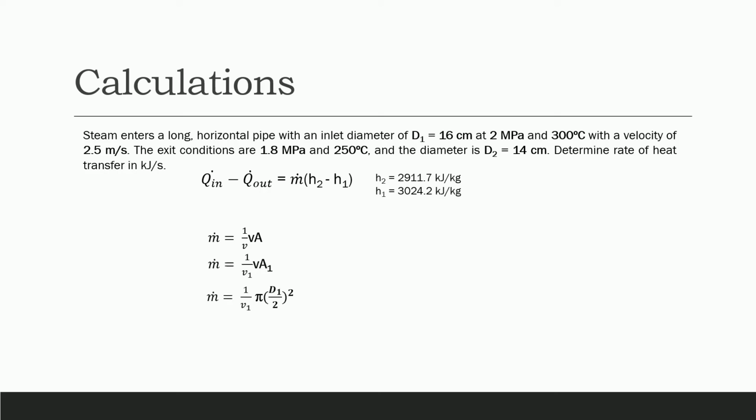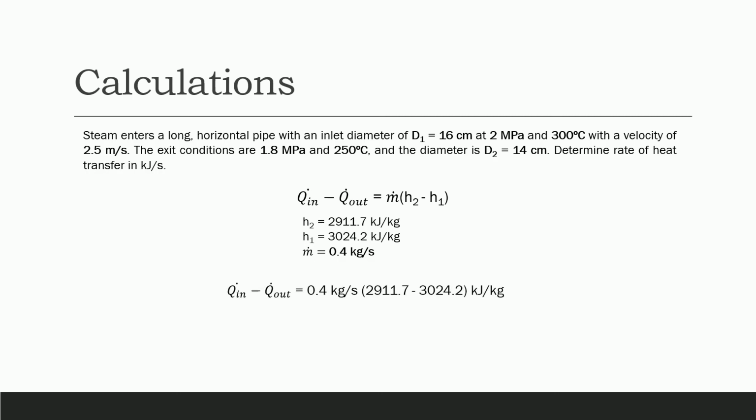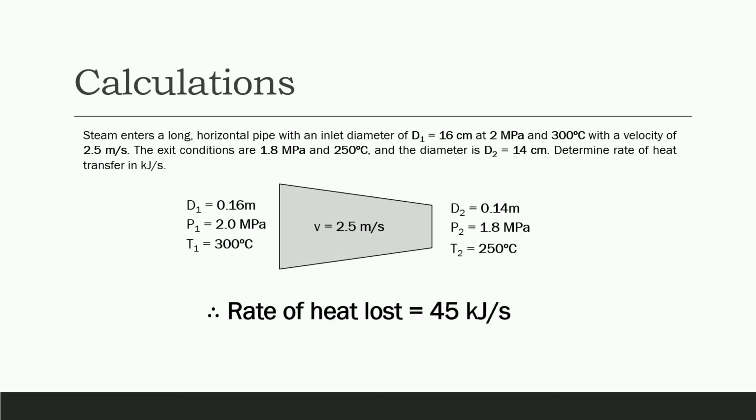Knowing that the cross-sectional area is pi r squared, we can substitute all the values and obtain a mass flow rate of 0.4 kg per second. Now we can find the rate of heat transfer by just substituting values of H1, H2, and mass flow rate. Then we find a net rate of heat loss, which is 45 kilojoules per second.